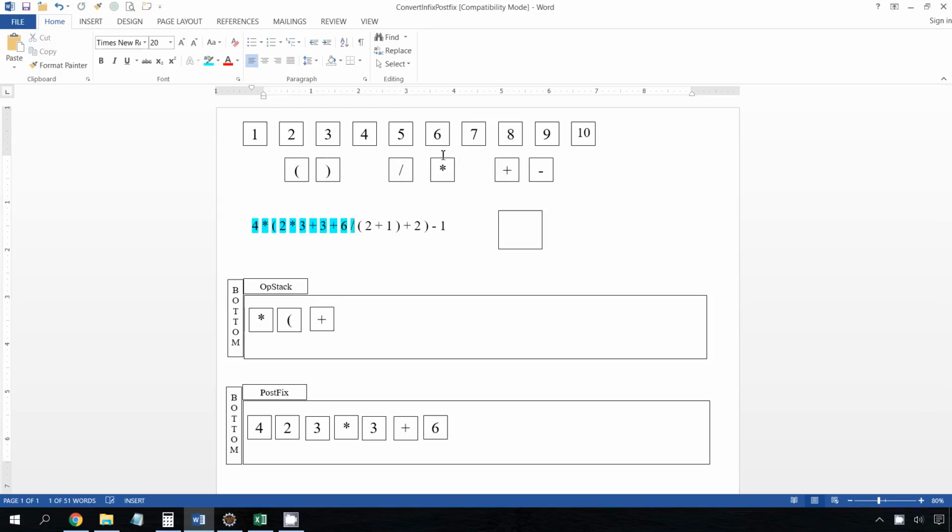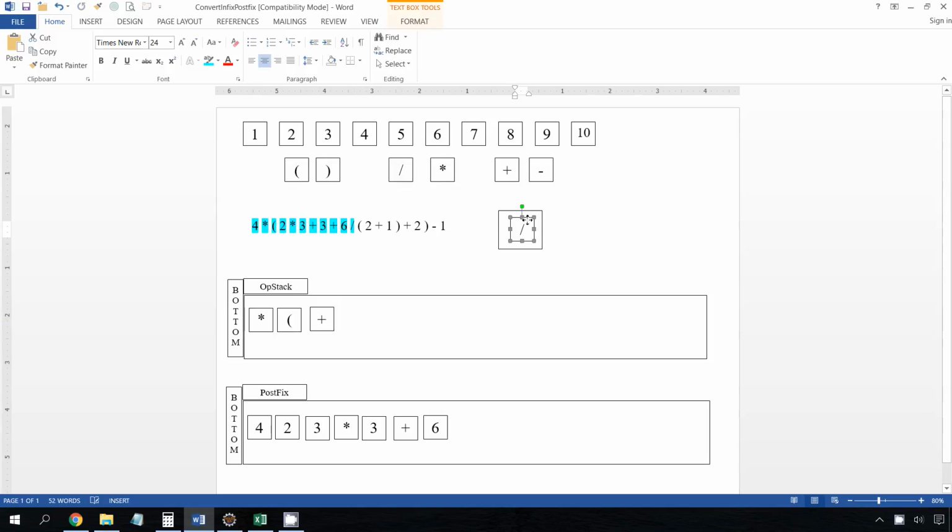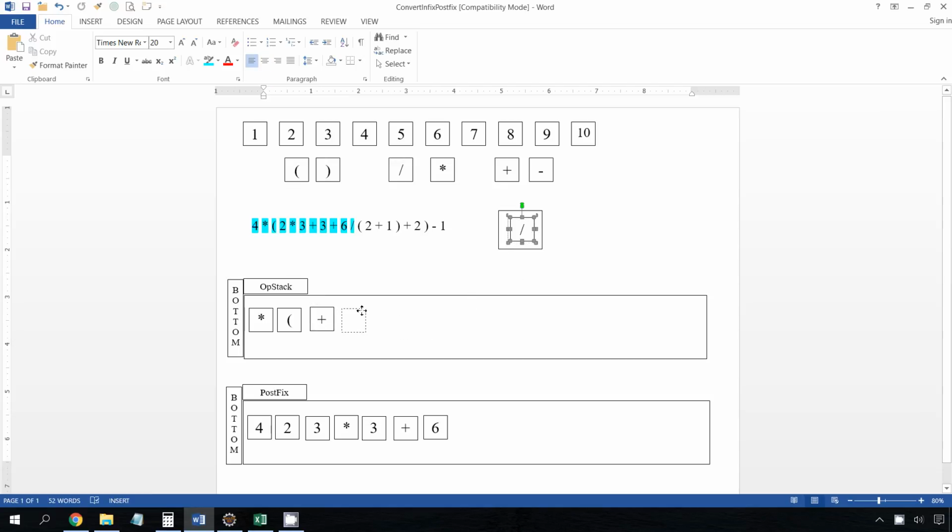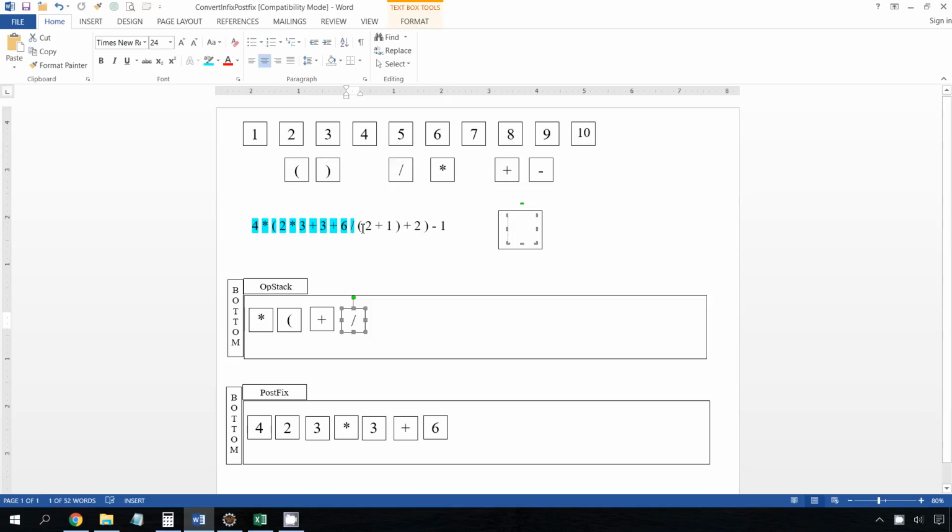Next up is division. Division is an operator, so I need to compare it with what's already on the op stack. When I look at my op stack, the top of the op stack is a mathematical operator, but it has a lower precedence than what I'm currently looking at, right? Division is higher, addition is lower, so it doesn't meet that rule of having to pop and push onto postfix, so I just leave it where it is, and I then push my division operator onto the op stack.